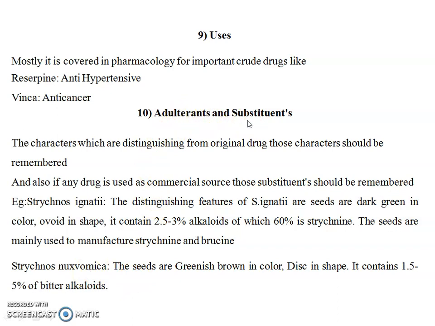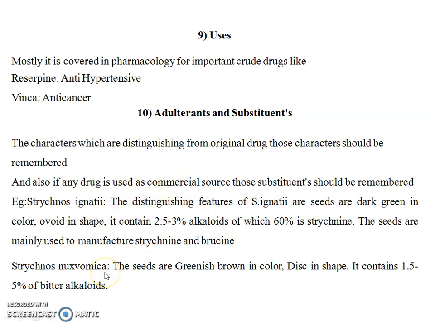What is an adulterant? An adulterant is a debasement of an article. Knowingly we adulterate, a debasement of an article intentionally for commercial purposes, or accidentally due to lack of knowledge of proper identification and collection. Whereas a substituent is a replacement with equivalent drugs. Here the equivalent drugs are replaced in place of the original drugs. But adulterants are of low quality. That's the difference.